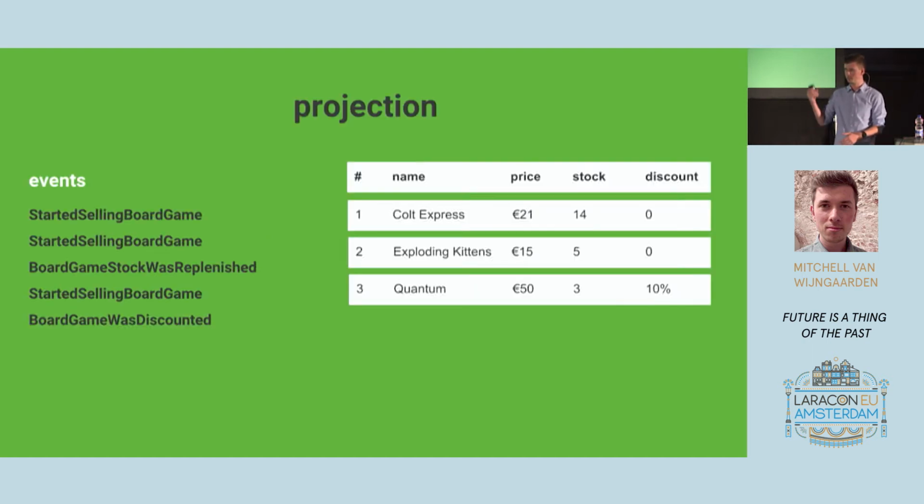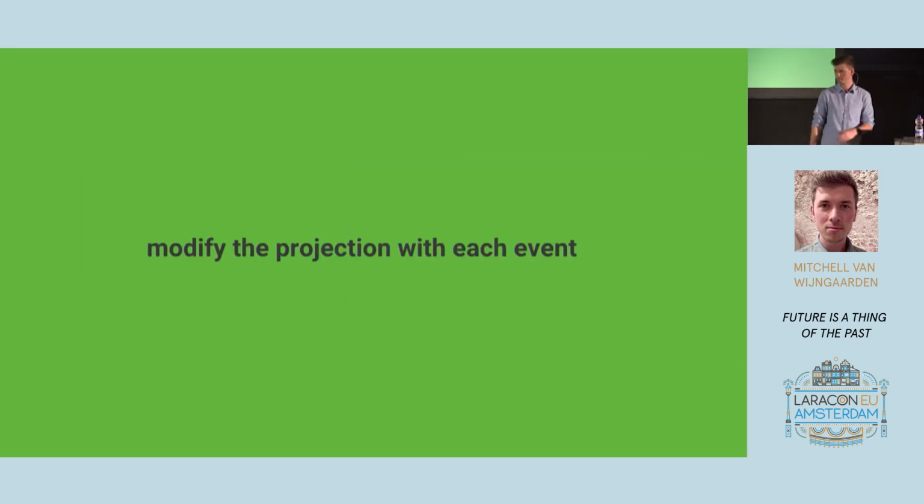If you look at this table on the right, you see the projected state of all the events on the left. We have a couple of board games that we started selling. At some point we ran out of stock, and then we had to replenish the stock, and we also discounted Quantum because apparently it got too expensive. But this is the projected state of our domain events.